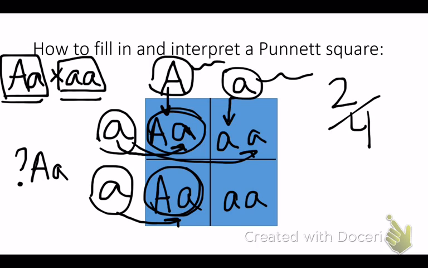Well, you could just say there is a 2 out of 4 chance of having heterozygous offspring. Or you could reduce this to 1/2 and say that there's a 1/2 chance of having heterozygous offspring. Finally, you could convert this to a percentage. You could say that there is a 50% chance of having heterozygous offspring. And that's how we're going to be using Punnett squares in our lesson.